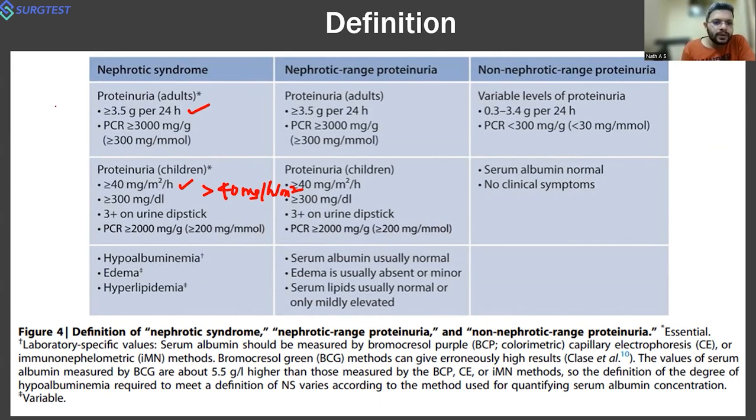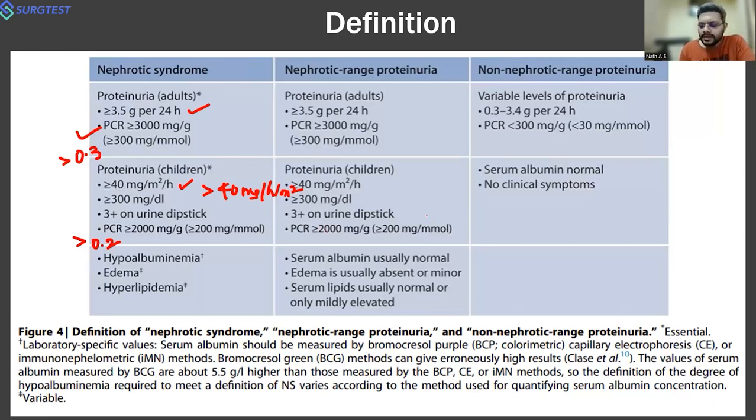Here there's a small difference. If you look at the PCR in adults, it's greater than 0.3. In children, it's greater than 0.2 milligram per gram of creatinine. That's a difference you have to appreciate: a lower threshold for nephrotic syndrome definition in the pediatric age group. More than 0.2 is nephrotic syndrome in children, more than 0.3 in adults. And apart from this, we already discussed the pentad: hypoalbuminemia, edema, hyperlipidemia.